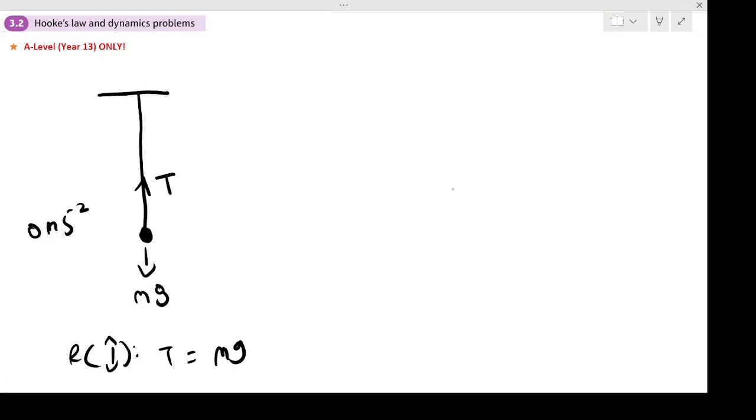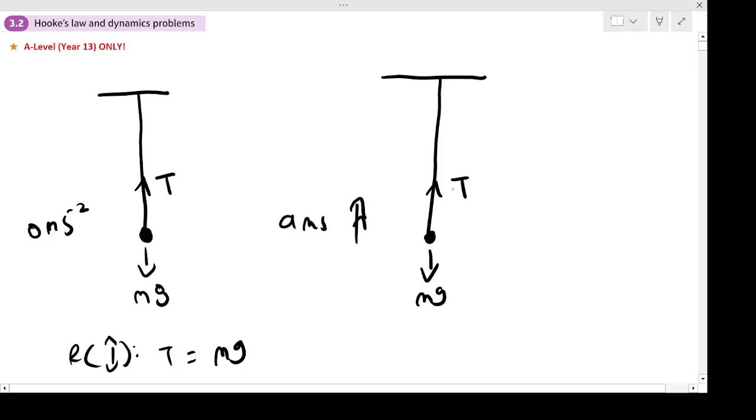But what we're going to do now is involve acceleration. Again, we've got the same scenario: the weight mg, and then the tension upwards T. Now there's going to be acceleration. Let's say the acceleration is going to go up, the ball's going to ping up. So now there's acceleration a.